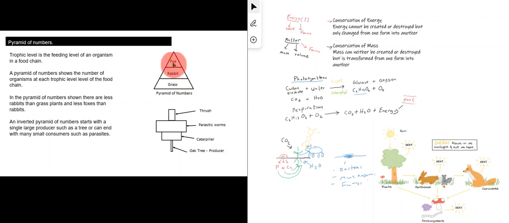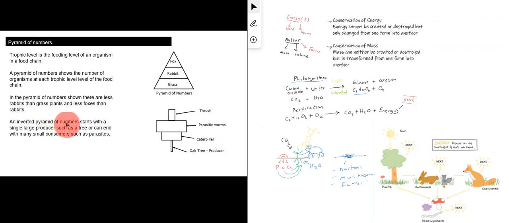If we have a look at this, this is a pyramid of numbers. In this food chain or ecosystem, we can see that there's more grass, for example, than rabbits. Why? Because this is physically bigger down here. And then you have rabbits, and there are more rabbits than foxes. As you go up through this pyramid, the number of organisms reduces. At the bottom is the trophic level that has the most organisms.